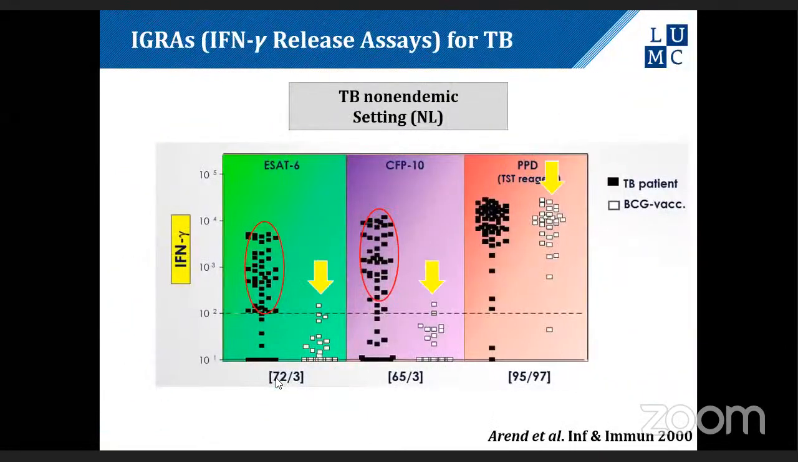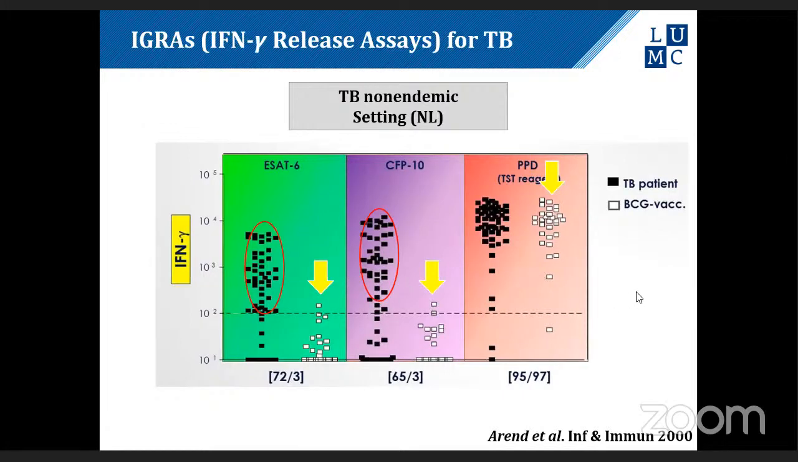So we tested this in the Netherlands, so that's a TB non-endemic setting. And as you can see, people that were TB patients, they reacted, they produced interferon gamma against ESAT-6 and against CFP10, and BCG vaccinated individuals did not. So it was very specific for MTB infection.